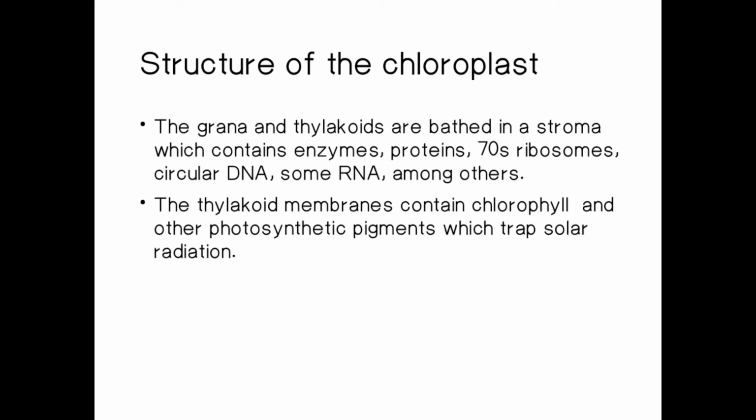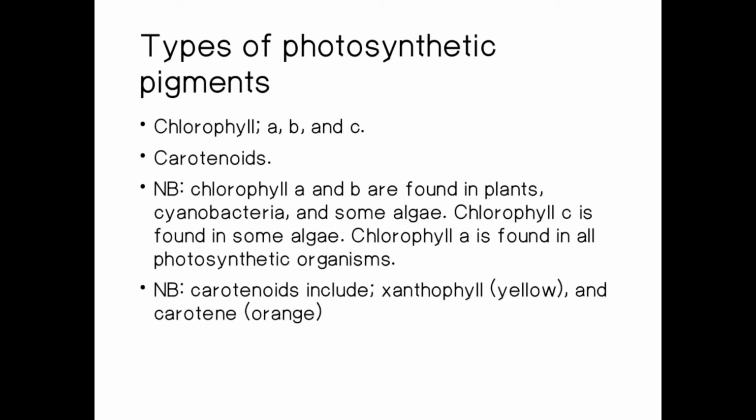Now, the thylakoids, that's where we find exactly the location of what? Photosynthetic pigments. It can be chlorophyll, but we also have other photosynthetic pigments, and we are going to look at them shortly. So, types of photosynthetic pigments.